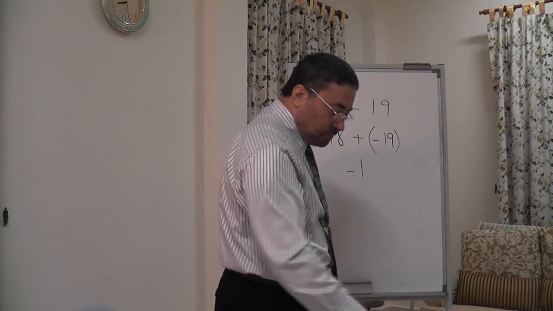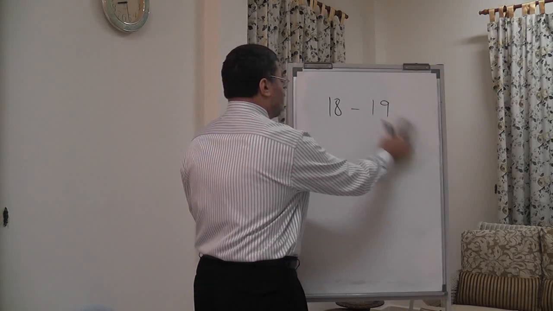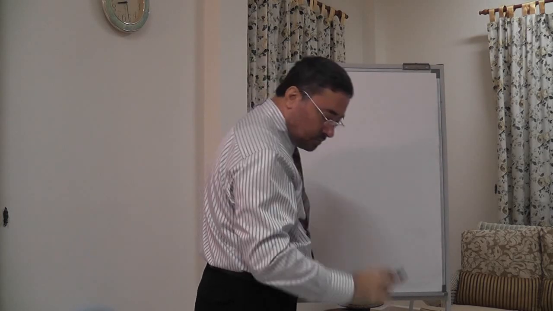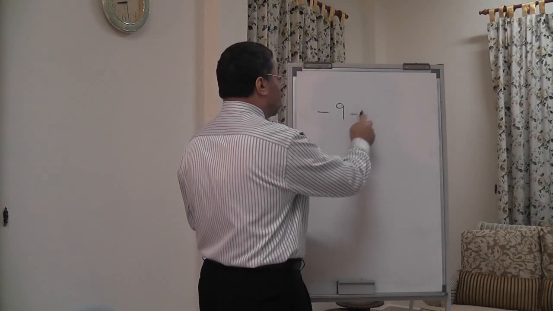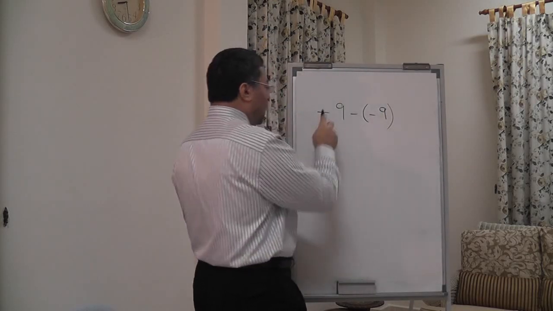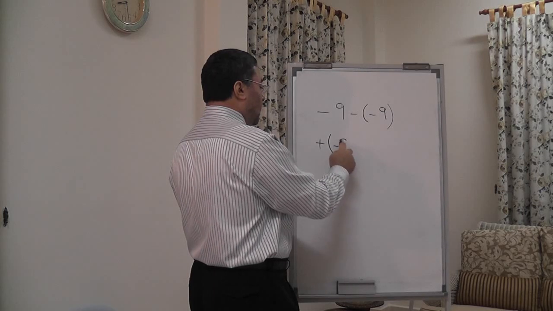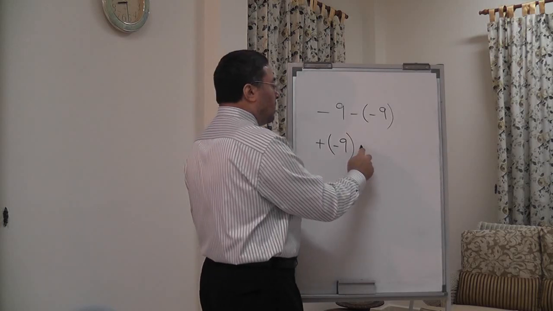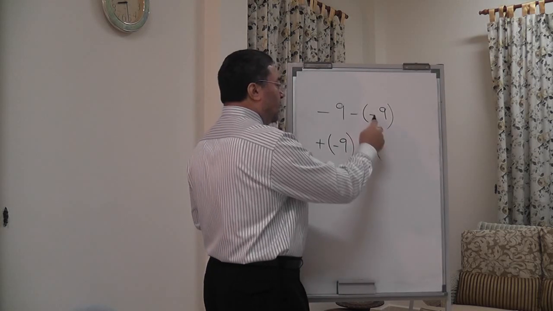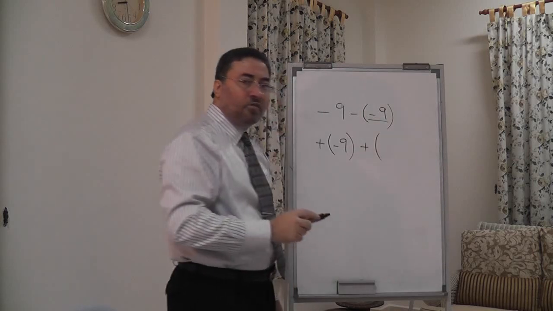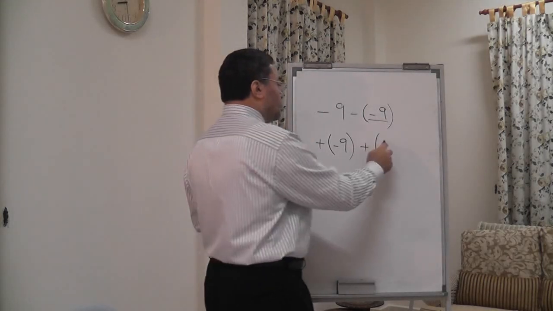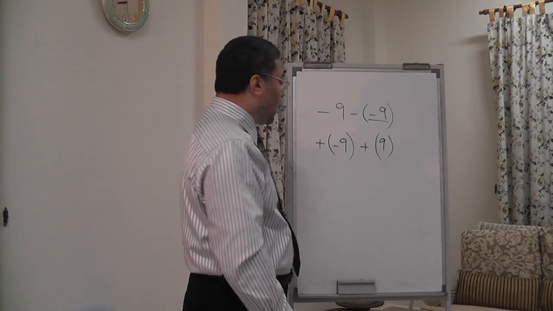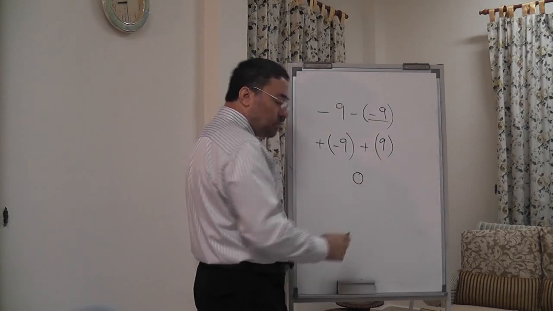Number 14. Here we have minus 9 minus 9. This we change to a plus, and inside the parentheses we'll have the opposite of the 9, and again we change this to a plus, and inside the parentheses we'll have the opposite of minus 9, which is 9. Here we have a negative and a positive, we add them together and we get a 0.